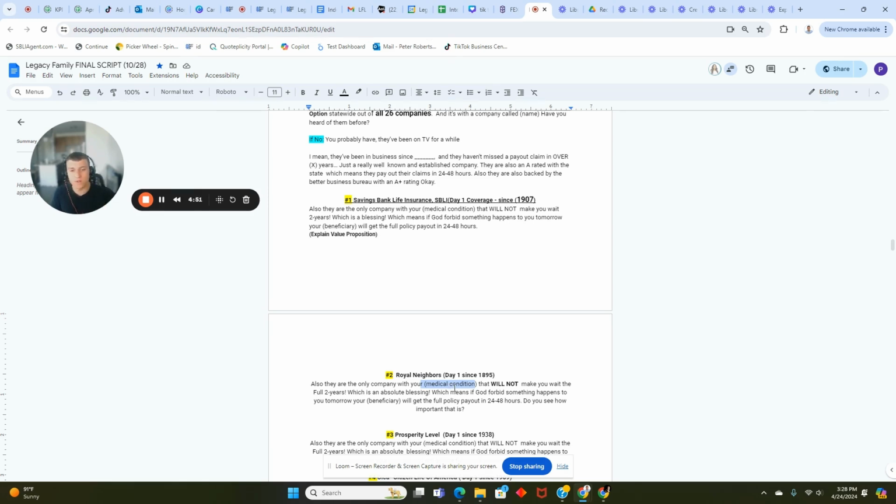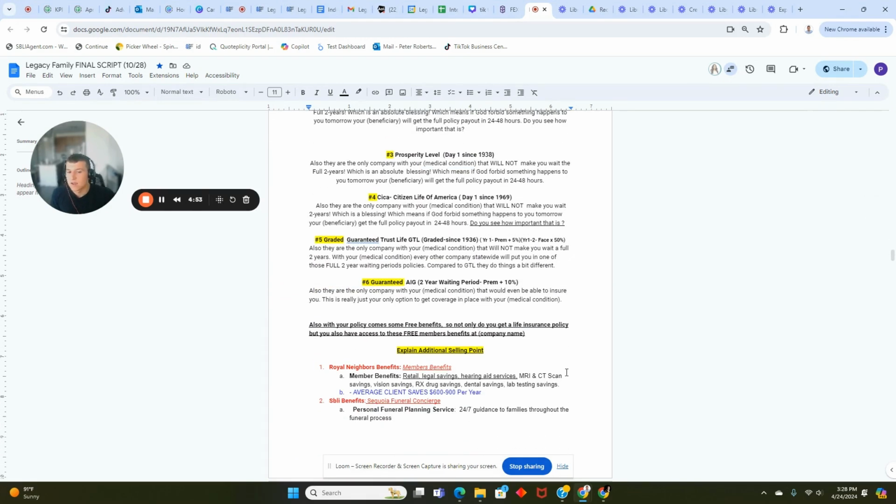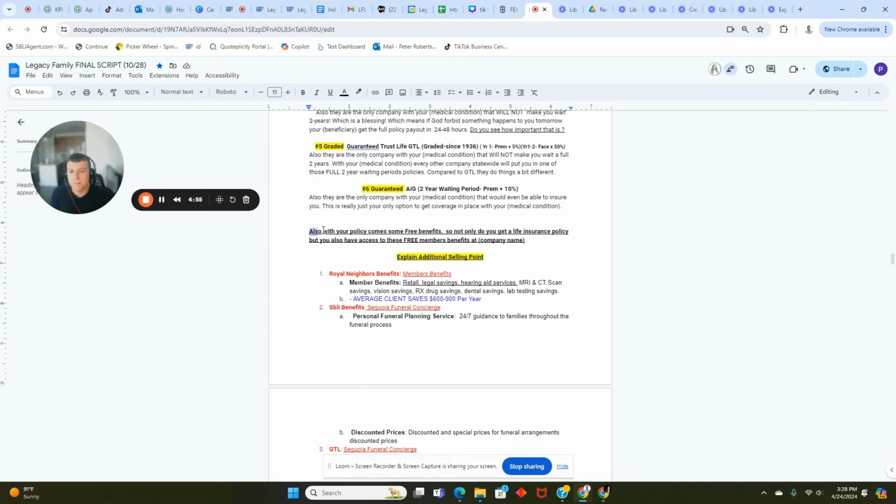Do you see how important that is? And they're going to say yes. Then you're going to move into what's called the members benefit section. Okay, so I want you guys to learn what the members benefit section is. Specific companies, which we'll share with you, have certain members benefits, and I'm going to break that down for you in the next video.